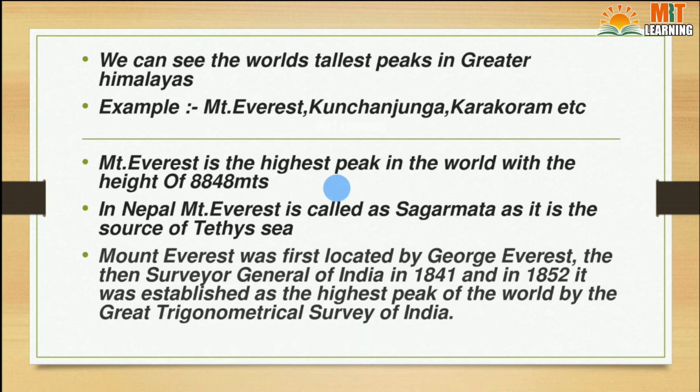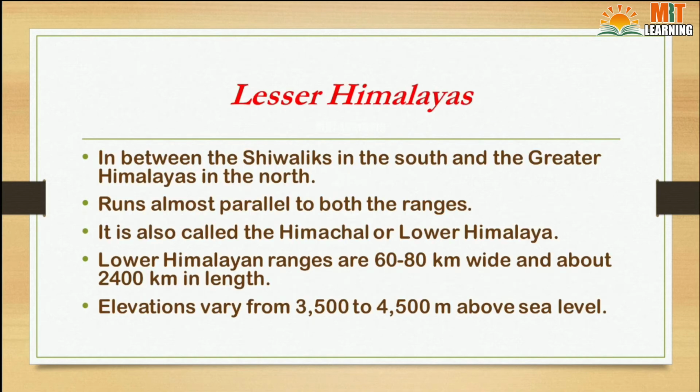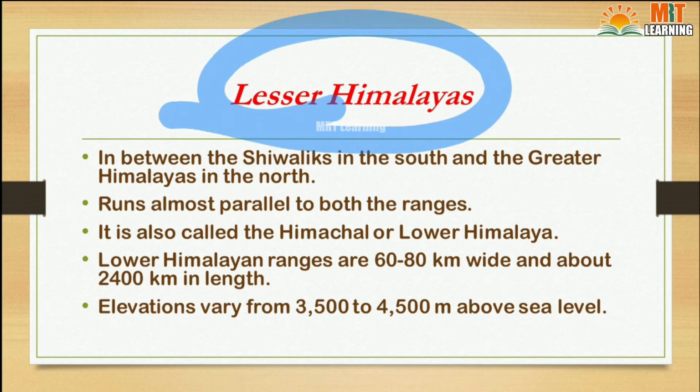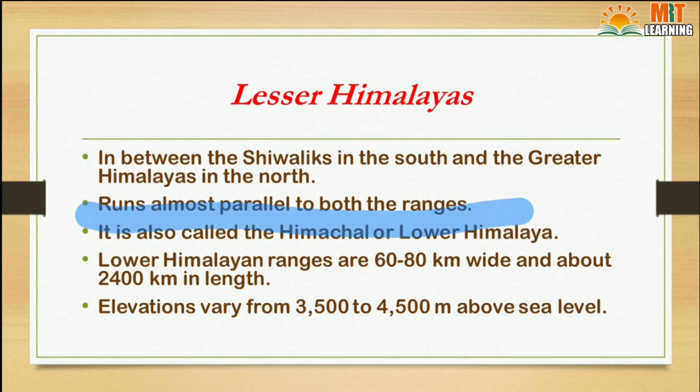Next, coming to the slide, Lesser Himalayas. They lie between the Shivaliks in the south and the Greater Himalayas in the north. So we can see these Lesser Himalayas between the Greater Himalayas and the Outer Himalayas. They are also known as Middle Himalayas or Himachal, and run almost parallel to both the ranges. They are also called Himachal or Lower Himalayas.